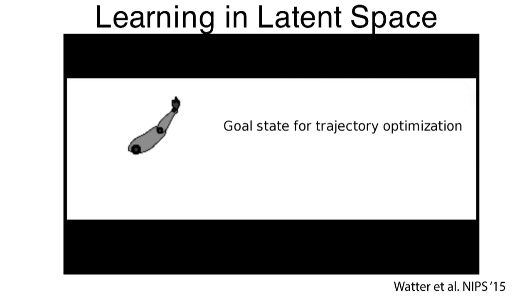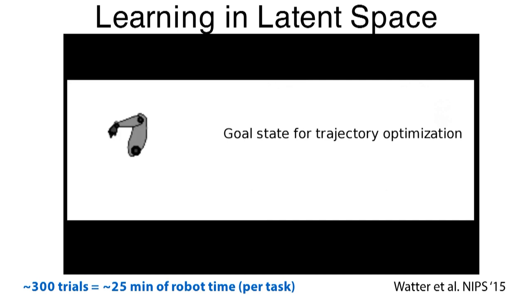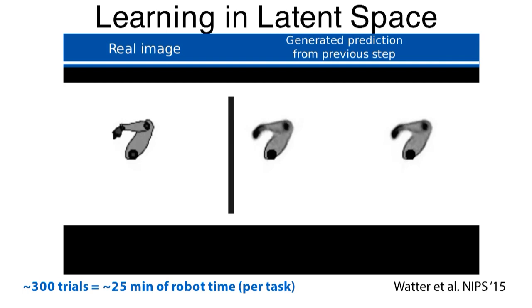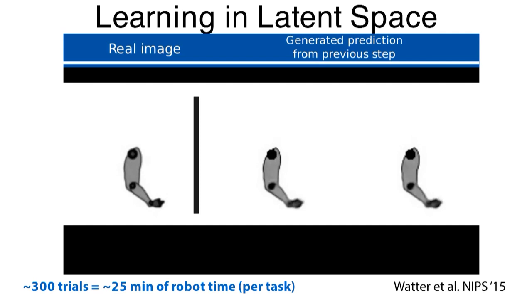Okay, so what are the results of these sorts of approaches? In the embed to control paper, they were able to reach a goal image on the simulated robot arm. The left is showing the real trajectory of the arm, and the right is showing the generated images from the latent space. So it's essentially showing what the latent space thinks the state is. Here's another example with a different goal state, and you can see that it's able to move the arm to the desired configuration. And this was learned with about 300 trials, which would correspond roughly to 25 minutes of robot time per task.